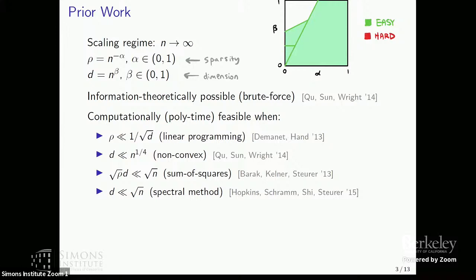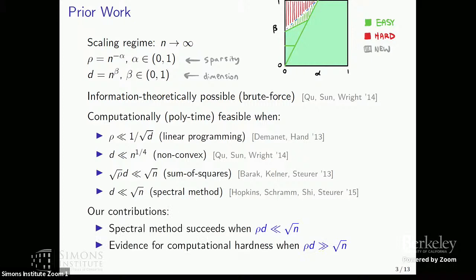Okay, so this is what the phase diagram looked like before our work, and we settle the rest of it. We show that in some sense, this blue line is the real barrier between easy and hard. So we have an algorithm in this whole green region. The striped line is new. And we also have some evidence based on low-degree polynomials for hardness in the remaining region.